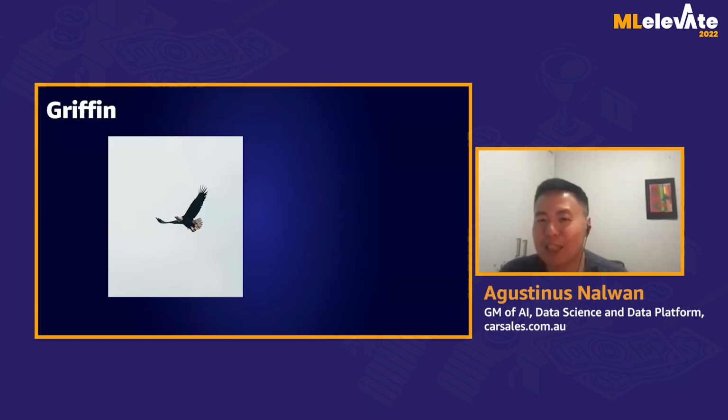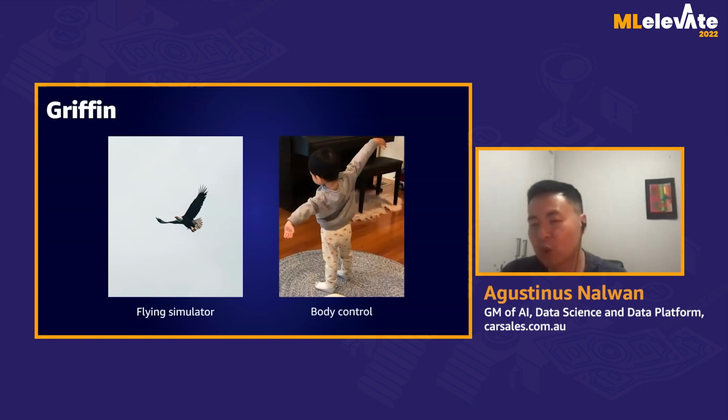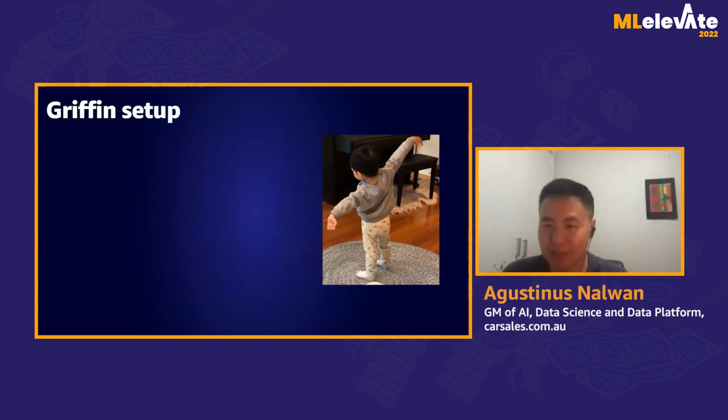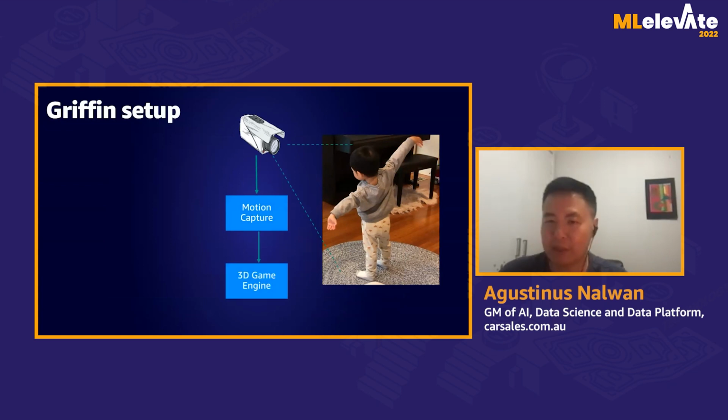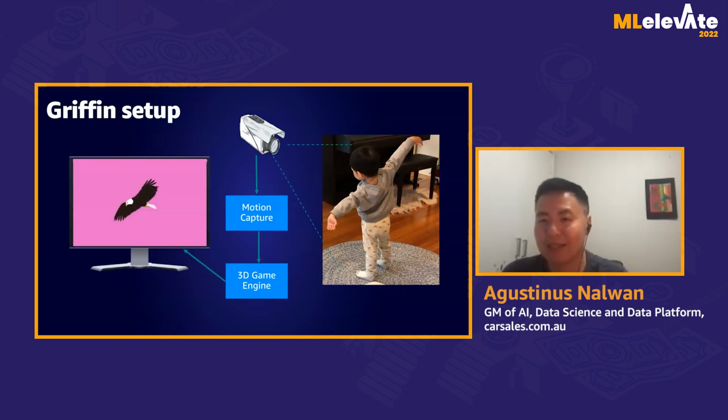Another project I built recently is called Griffin. It's to entertain my 3.5-year-old son. It's a flying simulator where he can control a 3D bird in a 3D world using only his body. It's like motion capture, but kid-friendly. It's very simple: a camera connected to an AI model that detects the movement of his body, connected to a 3D game engine which renders the bird flying on top of the mountain. Those are 2 examples of projects I built.